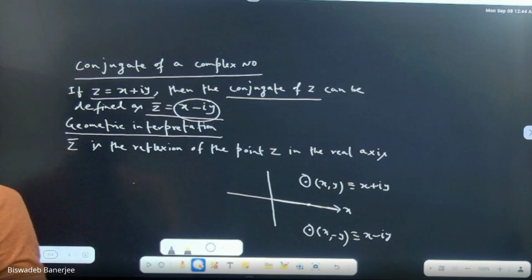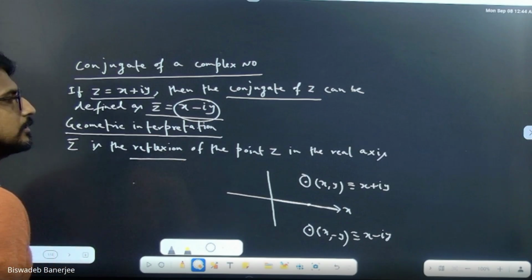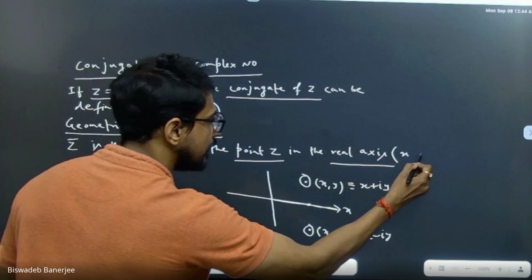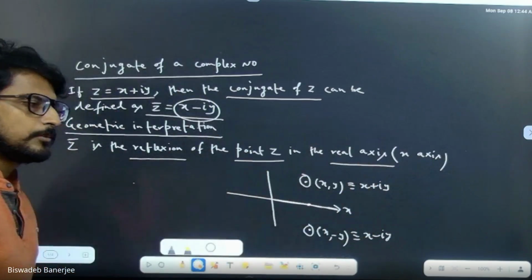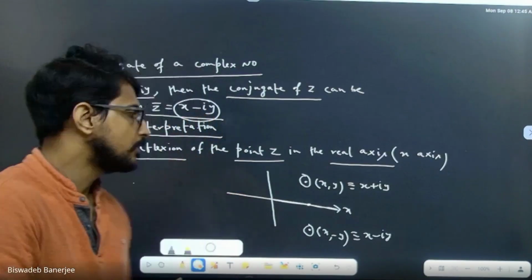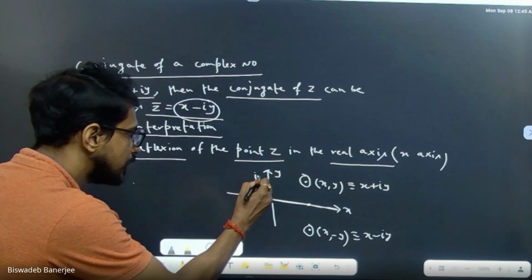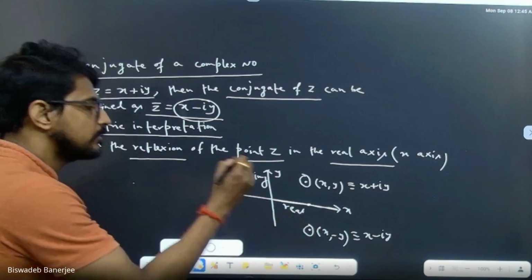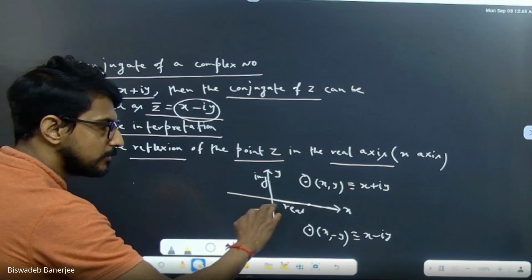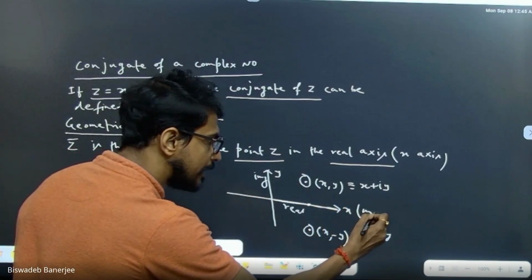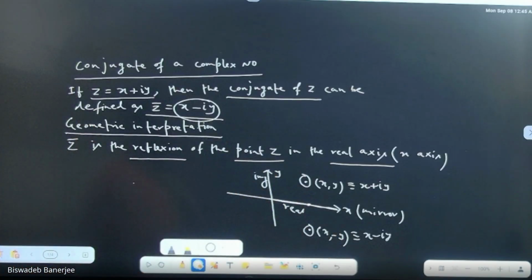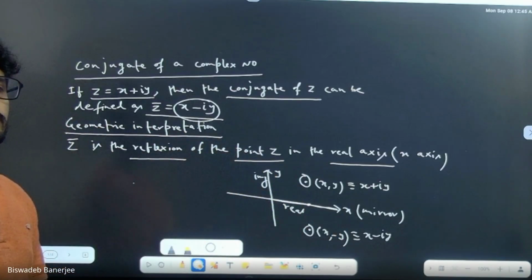Conjugate means z bar is basically reflection of the point z in the real axis. Real axis means x-axis. As we know, my x-axis is the real axis. My y-axis is imaginary axis. My imaginary axis is my imaginary, and this is my real axis. So this point gets reflected through this axis. That means my x-axis is treated as mirror, and this is my point x comma minus y. That is why this is my geometric interpretation of conjugate of a complex number.